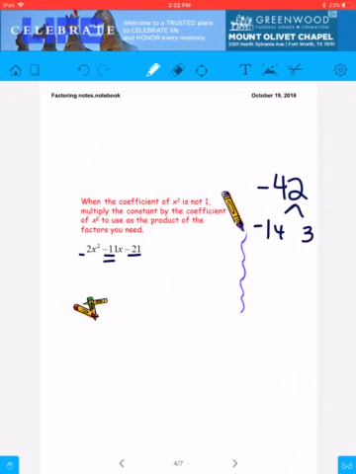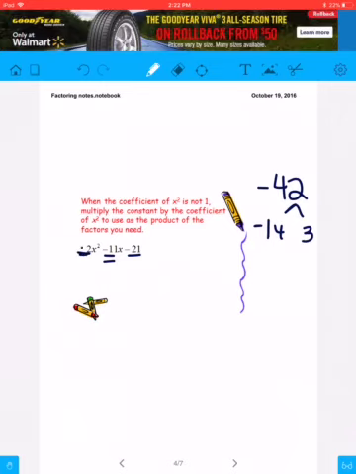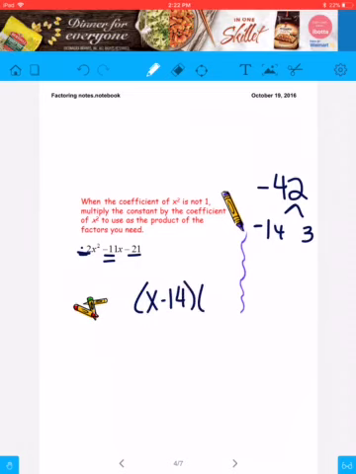So the only step that's different from here than the last one was a was something other than 1. So you have to remember to multiply the 2 times the negative 21, but then you're still finding factors that add up to b. Now this next part is different. So you're going to write out your factors as x minus 14, x plus 3. And there's a ton of different ways you can do this. I'm just showing the quickest way.